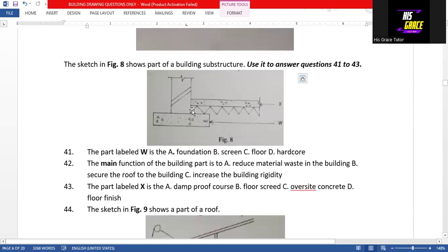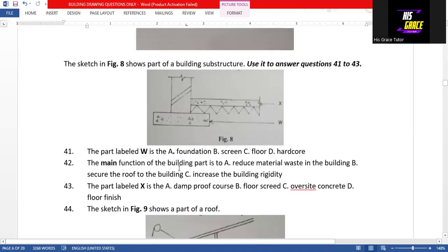Then we have to use this diagram to answer questions 41 to 43. Question 41 says that the part labeled W is a foundation. That is option A, the answer to question 41. Then question 42, the main function of the building part is to increase the building rigidity. That is option C, the answer to question 42.